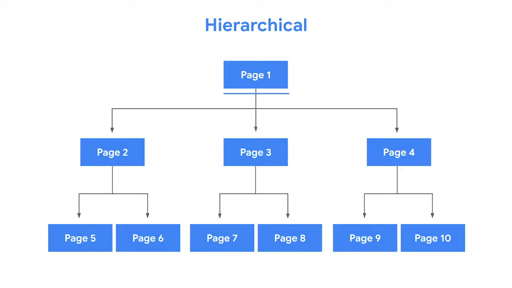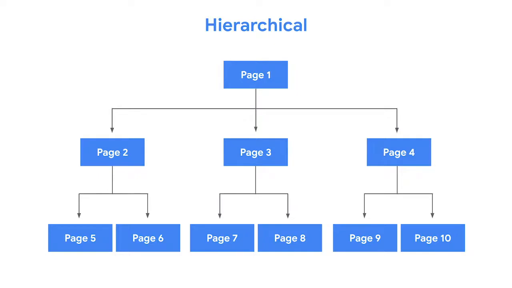This is represented by the page 1 at the top of a tree. The next level contains pages for the main categories of content. On a website, these categories usually appear in a navigation bar at the top of the home page. This is represented by pages 2, 3, and 4 in the diagram.